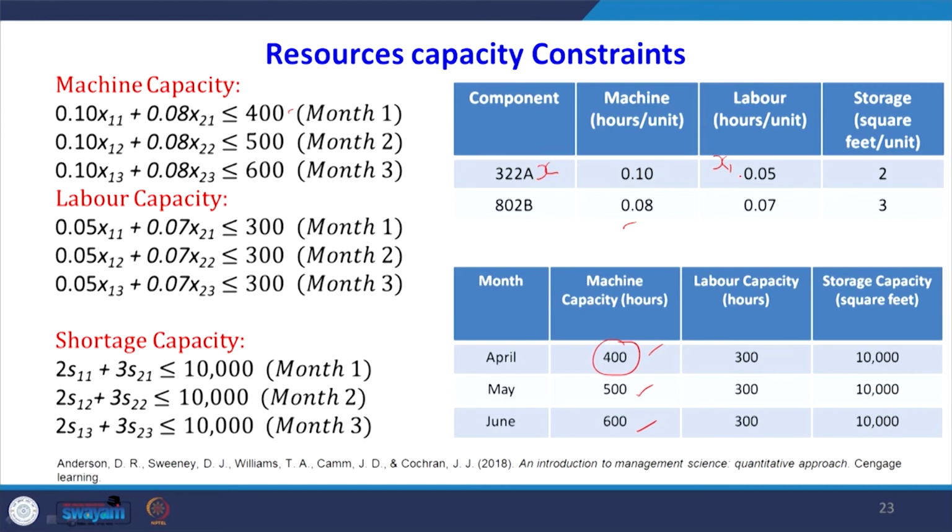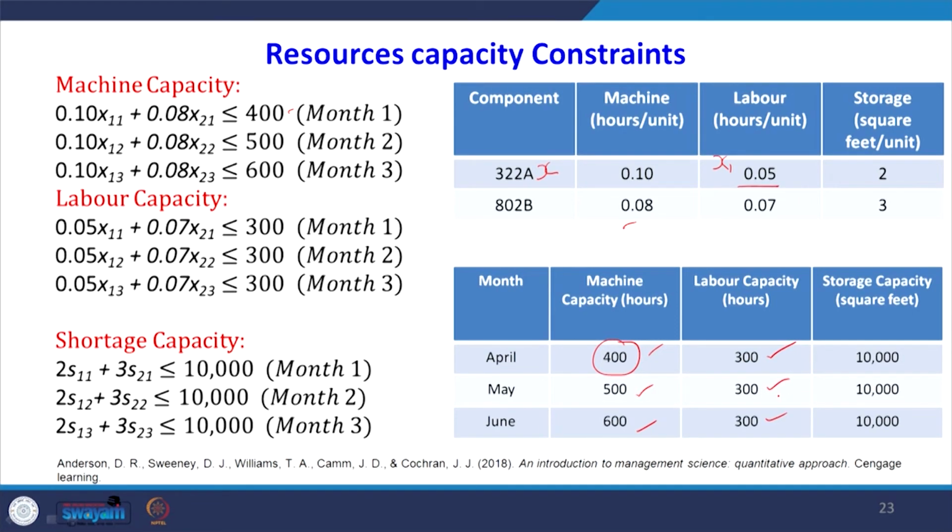Now, we will write the constraint for the labor capacity. So, see, product 1 consumes 0.05 hours per unit. So, 0.05 x11 for product 1, and for product 2, 0.07 x21. That should not exceed your 300 for the month of April, then May and June.